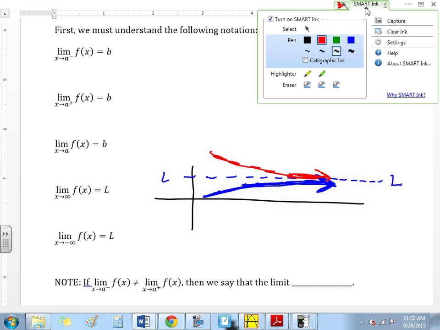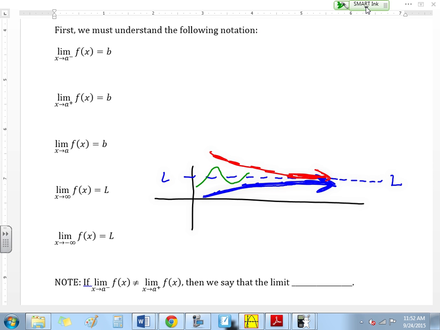Or there's a third case. Maybe the graph crosses once, twice, many times, but it's approaching y equals L in the long run. So this is just a statement, this limit as x goes to infinity of f of x equals L. It's just saying that the further out you go, the closer the y values get to the number L. So L might be 10 or whatever.